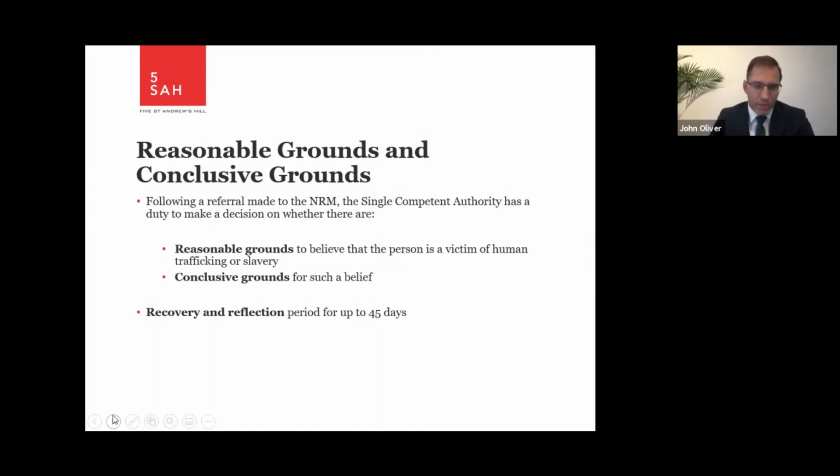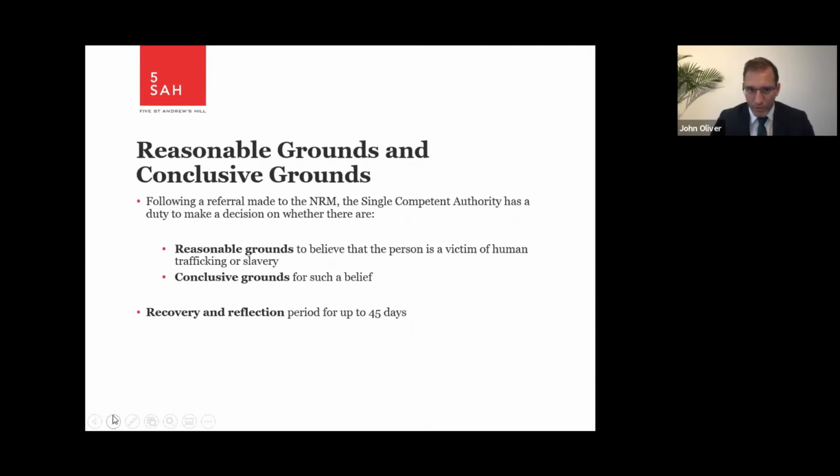But the single competent authority is part of the Home Office. So they, of course, are bound by international treaties and everything in order to make sure the decisions are made in accordance with those treaties and international obligations. But once the referral has been made, if there are reasonable grounds, the person concerned is entitled to a period of what they call recovery and reflection for a period of up to 45 days.